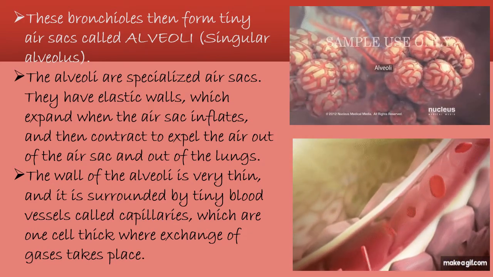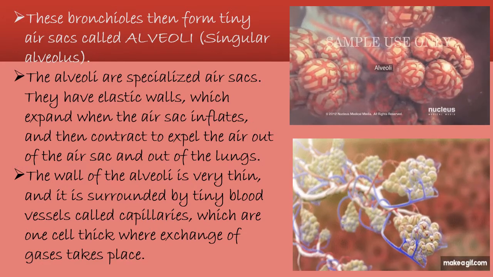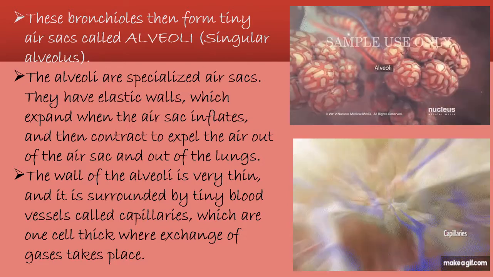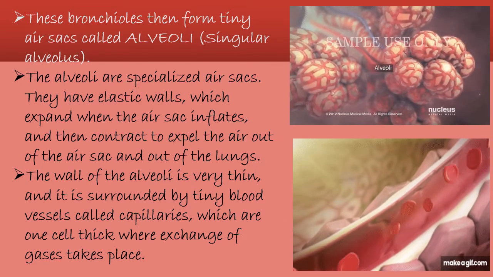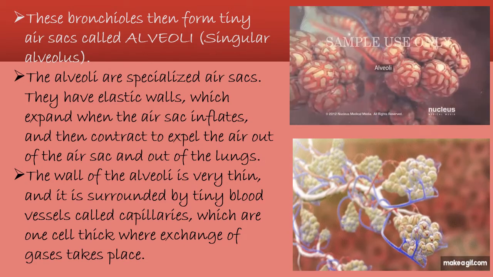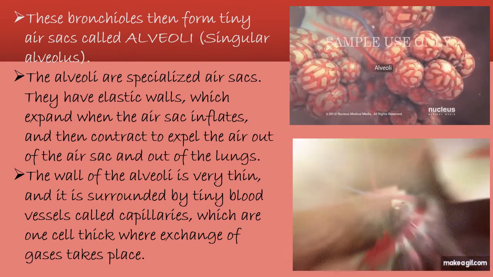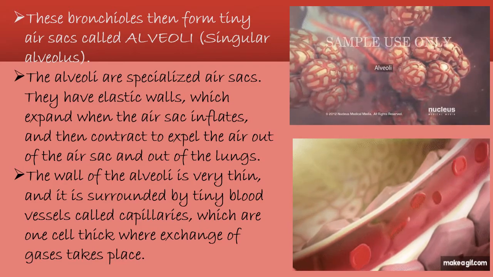Now the wall of the alveoli is very thin and is surrounded by tiny blood vessels called capillaries, as you can clearly see in the picture. The capillaries are one cell thick, and this is where the exchange of gases takes place.